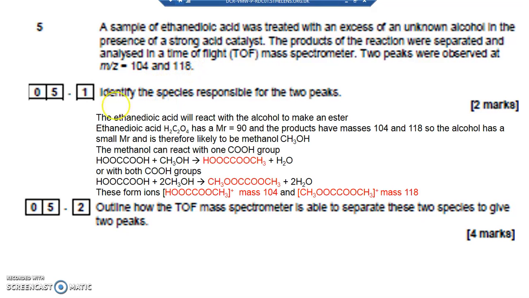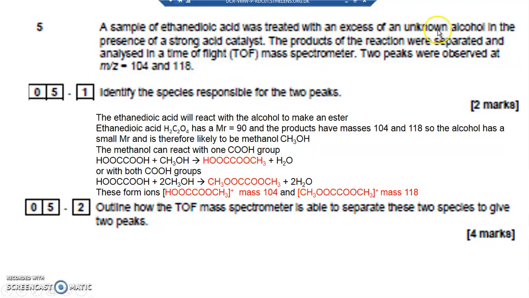104 and 118. Well, the ethane dioic acid from the previous question, we know it's going to react with an alcohol to make an ester, and we know that ethane dioic acid is H2C2O4. Now, H2C2O4 is 2 1s for the hydrogens, 2 12s for the carbons, and 4 16s for the oxygen. It's got an MR of 90.